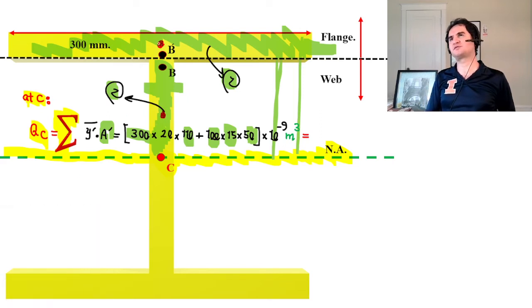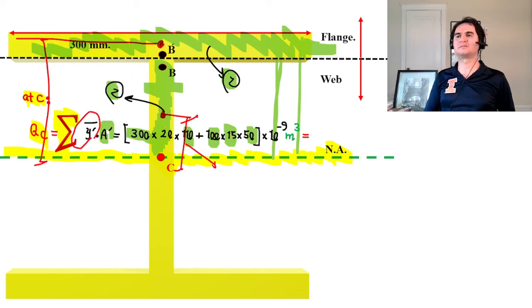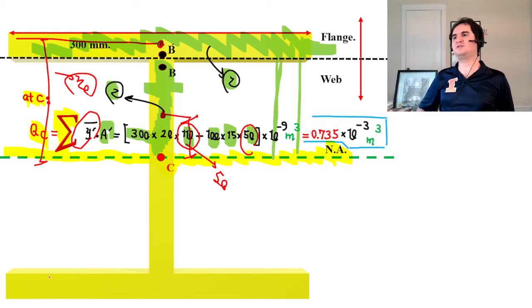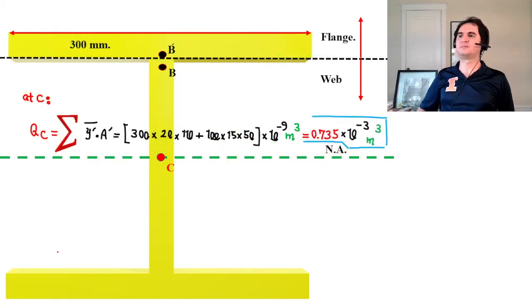One is the centroid for the first part, and the other is the centroid for the other part. So this is 50, this is 110. If you do the math, it gives you a numeric value of 0.735 times 10 to the negative 3 meter cubed.